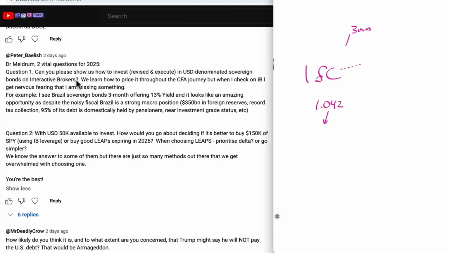We learn how to price it throughout the CFA journey, but when I check on IB, I get nervous, fearing that I'm missing something. I see Brazil sovereign bonds, 3 months offering 13% yield. Looks like an amazing opportunity. Despite the noisy fiscal, Brazil is in a strong macro position. 95% of its debt is domestically held by pensioners, near investment grade status.